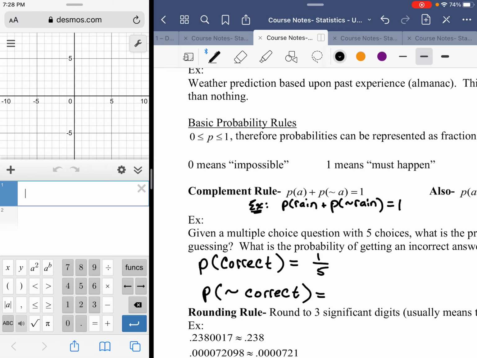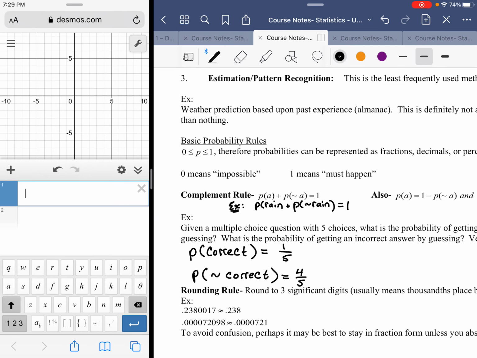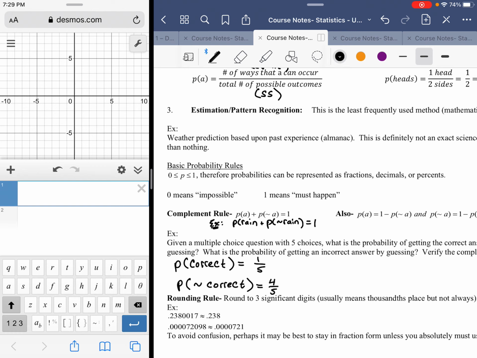So I just drew a little tilde there to represent not, or the opposite, or the complement. All right, it's a poor quality tilde, but it's still a tilde. Some people think that I'm drawing an N here. That's a function of my lousy penmanship. It kind of looks like an N, I suppose, but if you look at the keyboard here, it's this symbol. It's a tilde. So 4 over 5, because there are 4 incorrect answers and there are 5 choices in total.